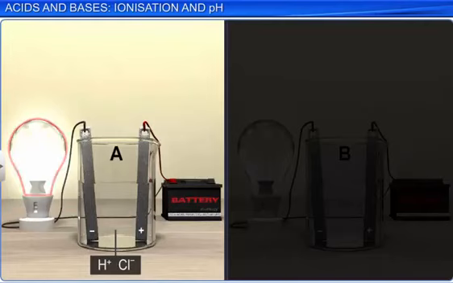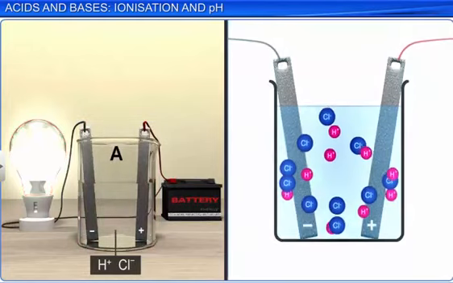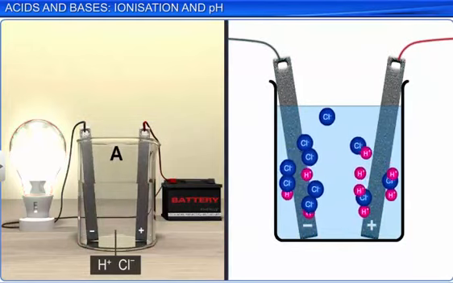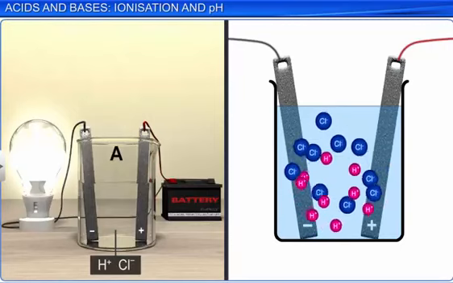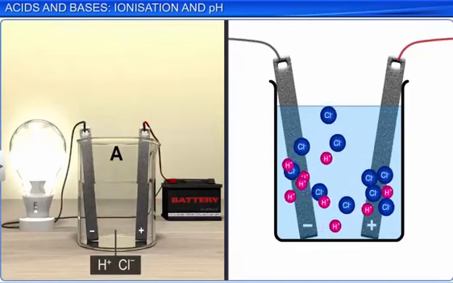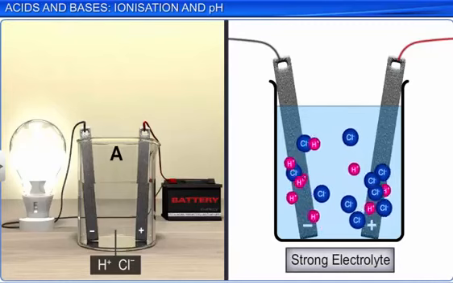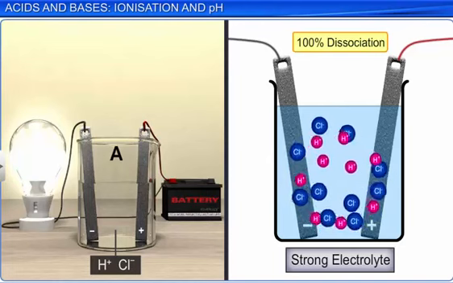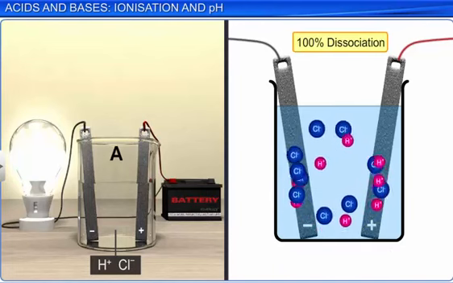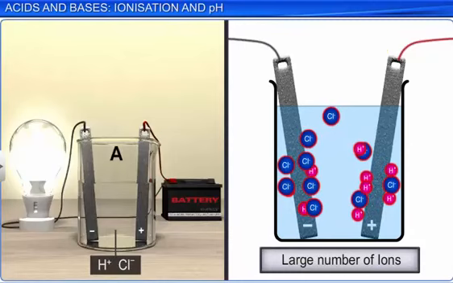Its brightly glowing bulb indicates the ability of the solution to conduct electricity, which, in turn, indicates the presence of a large number of current-carrying particles in the solution. HCl, being a strong electrolyte, undergoes almost 100% dissociation in water. As a result, the solution contains a large number of ions that help conduct electricity to a greater extent.